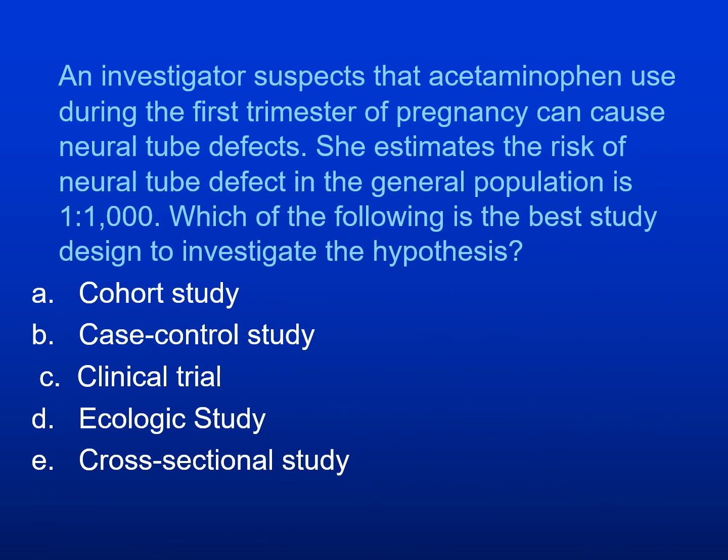An investigator suspects that acetaminophen use during the first trimester of pregnancy can cause neural tube defects. She estimates the risk of neural tube defects in the general population is 1 in 1,000. Which of the following is the best design to investigate the hypothesis?